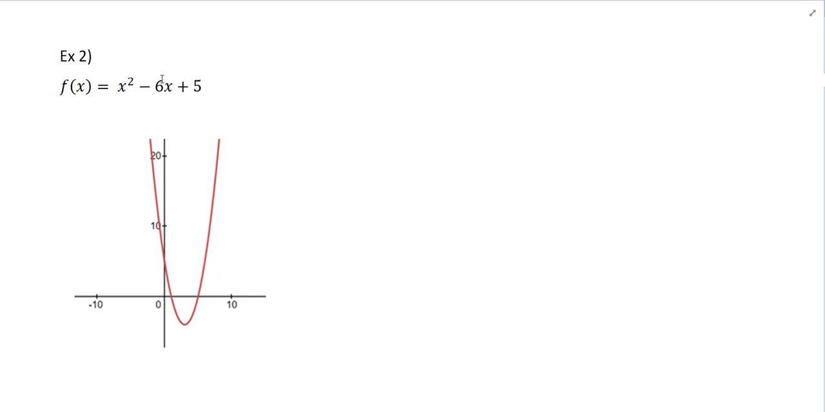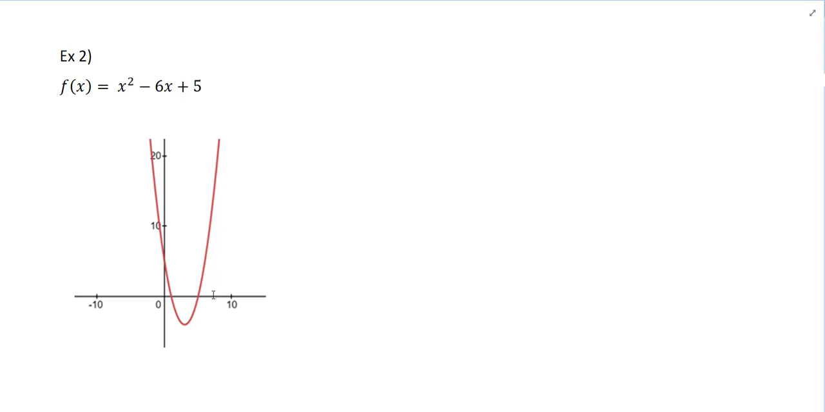The vertex will be minus b, so 6 over 2a. a is 1, so 6 divided by 2 is 3. That means the x value of the vertex is at x equals 3, and we can plug that in to find the y value. But this is what the graph of this function looks like. So we could do a vertical shift, a horizontal shift. This is already shifted from the parent parabola graph.